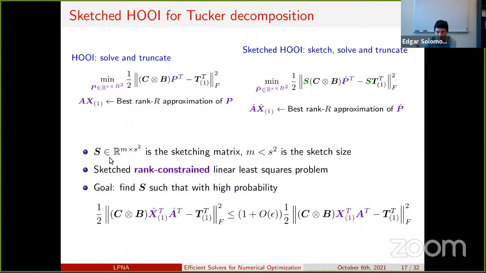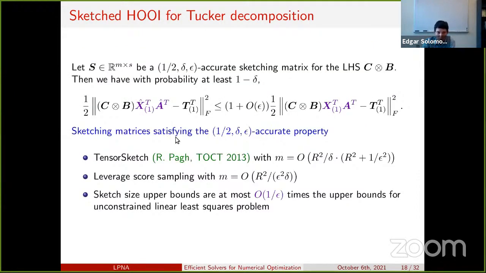So here S is some sketching matrix, and for our results, there's multiple types of sketching matrices that we'll do. In general, a condition that we need is that the Frobenius norm of these terms is not too different, where here we've inserted the approximated x1 and a. And so the main question is, if we do sketching for this linear least squares problem and then do a rank R approximation, what does that do to our error bounds and the respective sketch size?